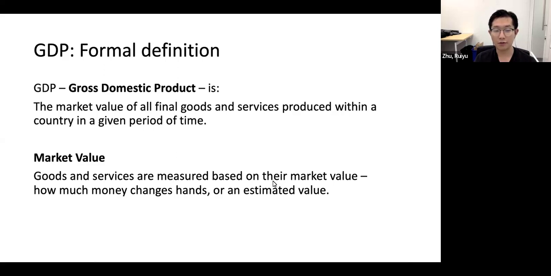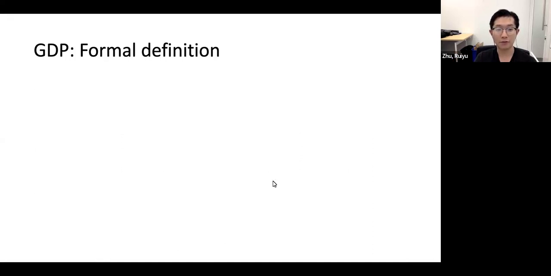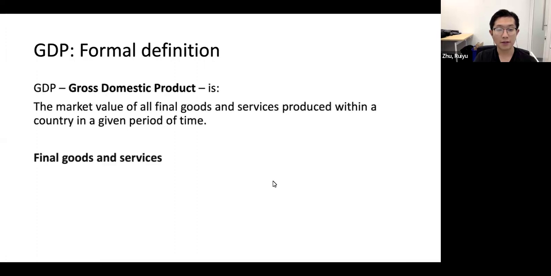So basically, we're using the price of the good times the quantity of that good produced. So we get the total value of one good, and do that for every good and sum up to get the whole GDP. Right? The second key point is the final goods and services.